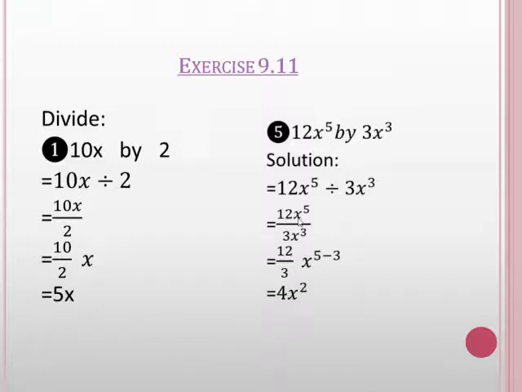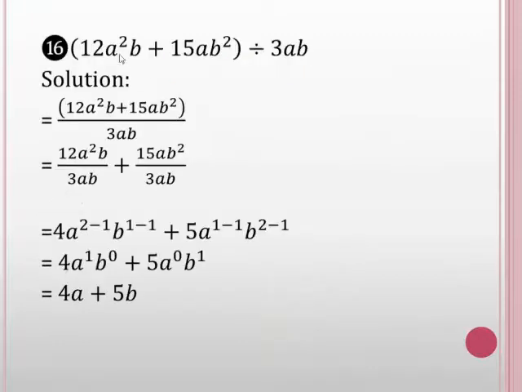Okay, students, as from the law of power of quotient, we subtract their powers. Here we write x and we write here 5 minus 3. Now the answer is 12 divided by 3, 3 fours are 12, and we get 5 minus 3, so the exponent of x is 2 here. Now question number 16 here.